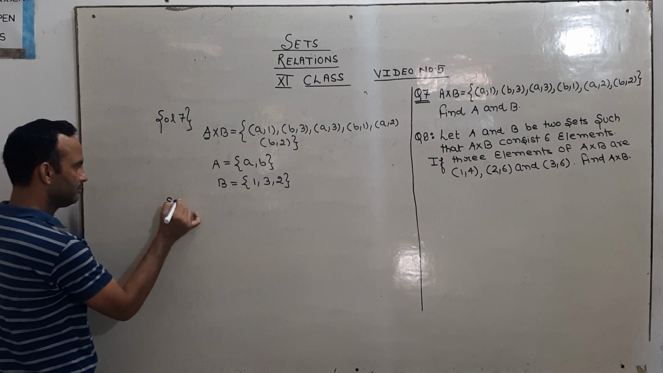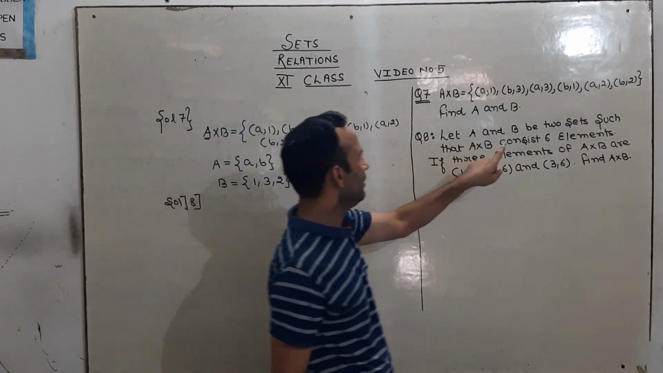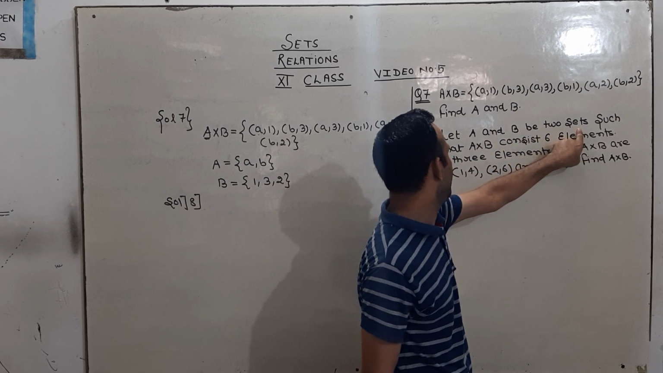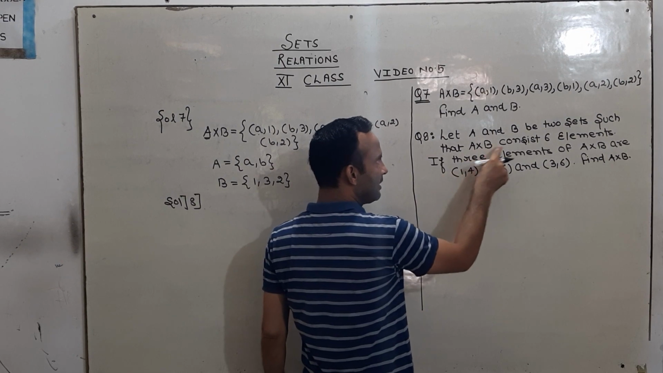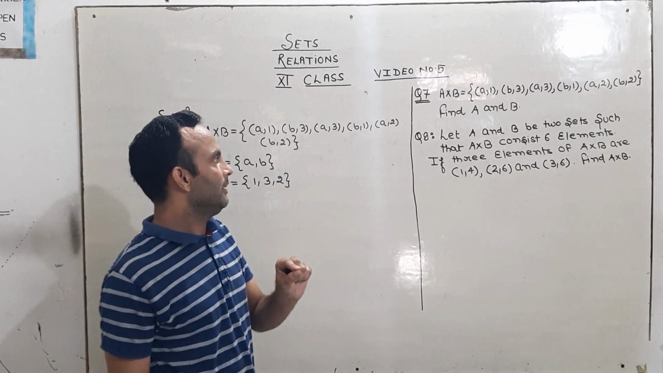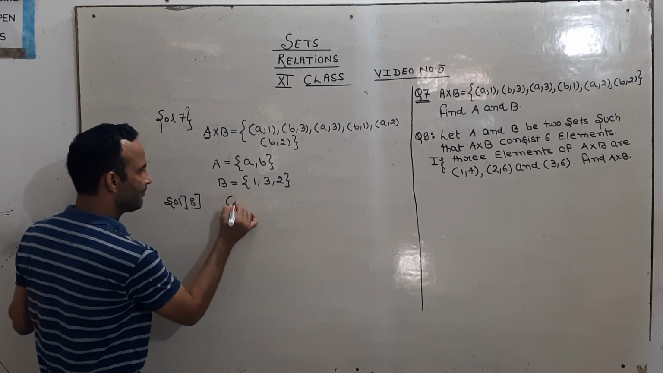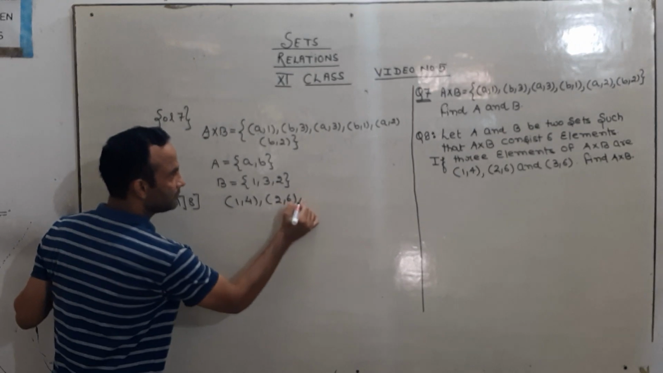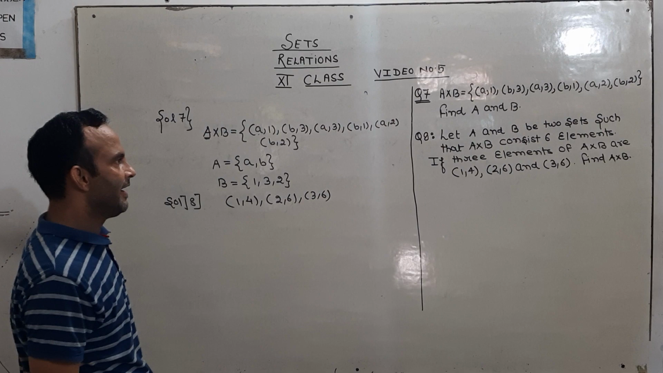Solution number 8. What is given? A and B are two sets such that the Cartesian product between A and B, that is A cross B, consists of 6 elements, means the cardinal number of A cross B is 6. Three elements of A cross B are given. These are the three elements of A cross B. Then find A cross B.